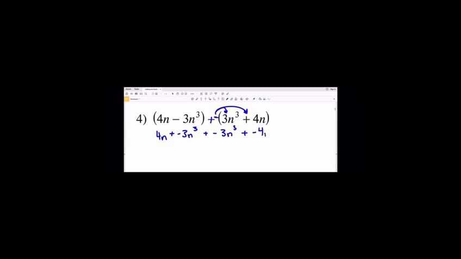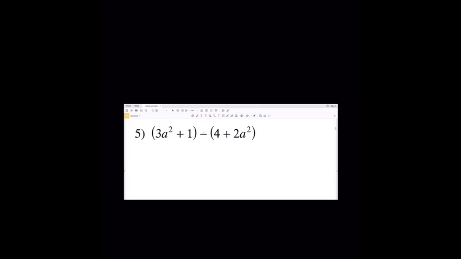So to combine, I have 4n and a negative 4n, and I also have negative 3n cubed and a negative 3n cubed. Negative 3 plus negative 3 is negative 6, so I have negative 6n cubed, and then 4n plus negative 4n is 0, so my final answer is negative 6n cubed.